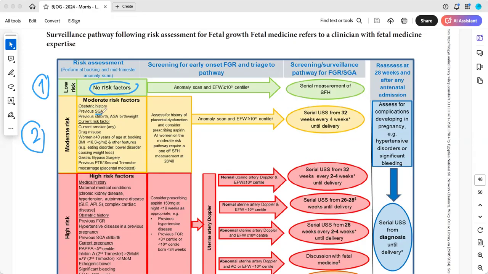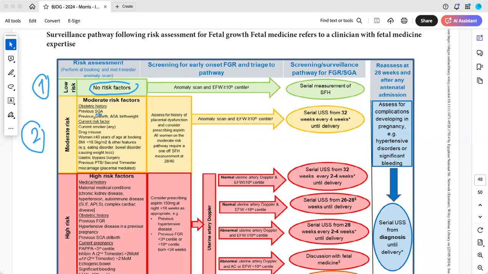So guys, according to the definition, previous small baby means a baby less than the 10th centile, right? So may I ask you, was the baby's Doppler normal or abnormal? What do you think? Normal, of course. That's why they call it small for gestational age.